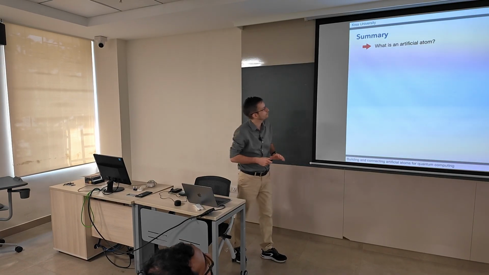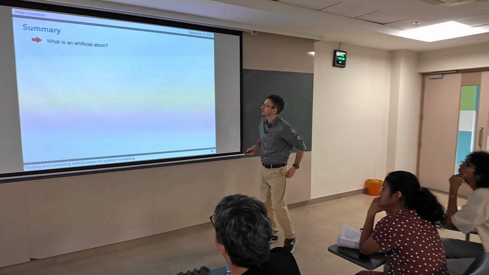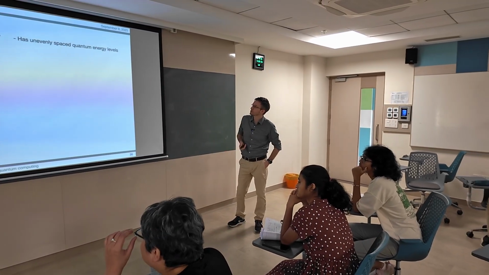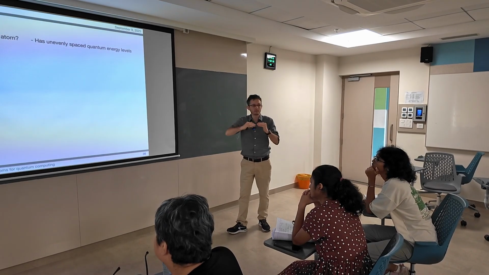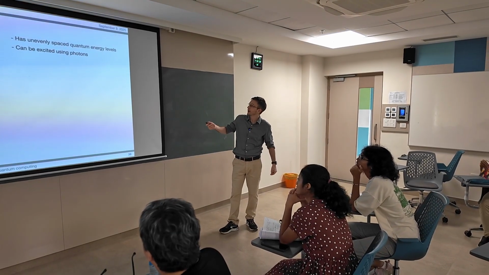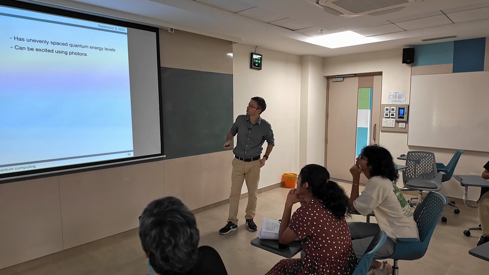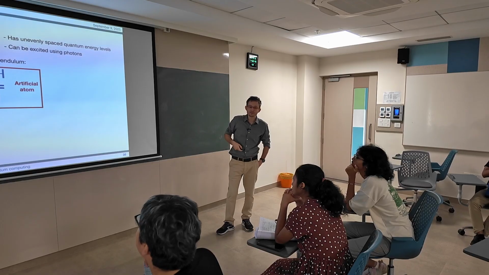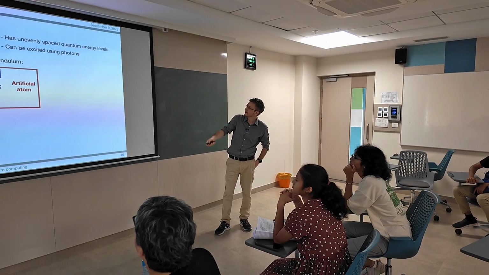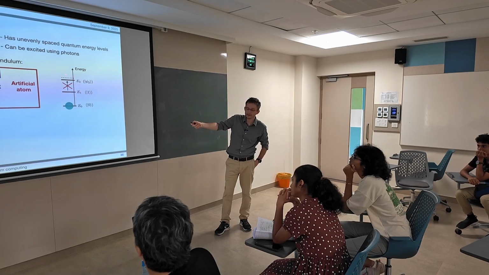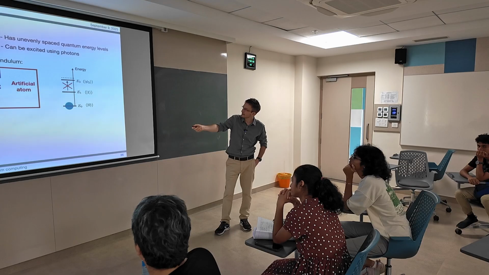So just to summarize the talk, we discussed what an artificial atom is. Basically, it's something that has quantum levels similar to an atom that are not equally spaced, right? And we can access them using individual photons or drives. We saw that one such system that works perfectly is the pendulum, right? It has unevenly spaced quantum levels in its energy spectrum, and we can excite it using photons.